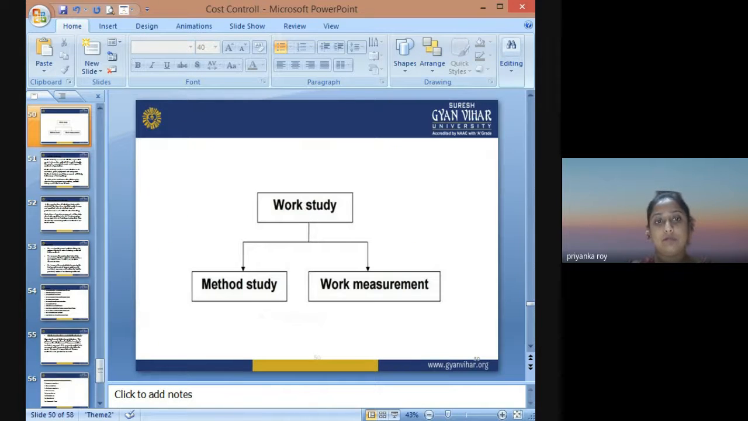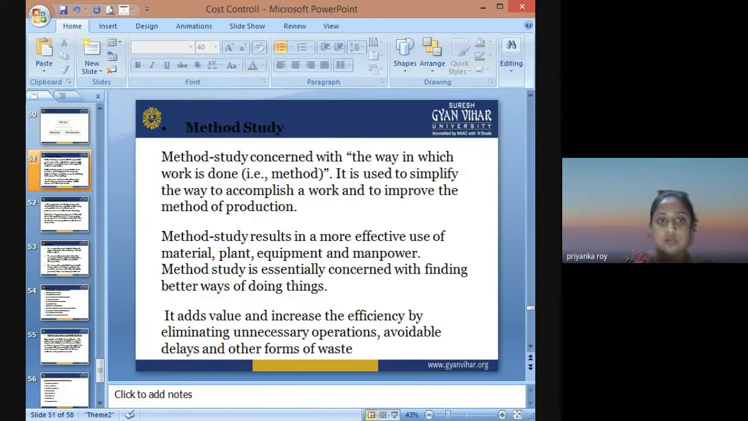Work study: you have to study that method study and work measurement have to be implemented. Work study is concerned with the way in which work is done, and the result is more effective use of material, plant, equipment and manpower. Method study is essentially concerned with finding better ways of doing things. It adds value and increases efficiency by eliminating unnecessary operations, avoidable delays and other forms of waste.